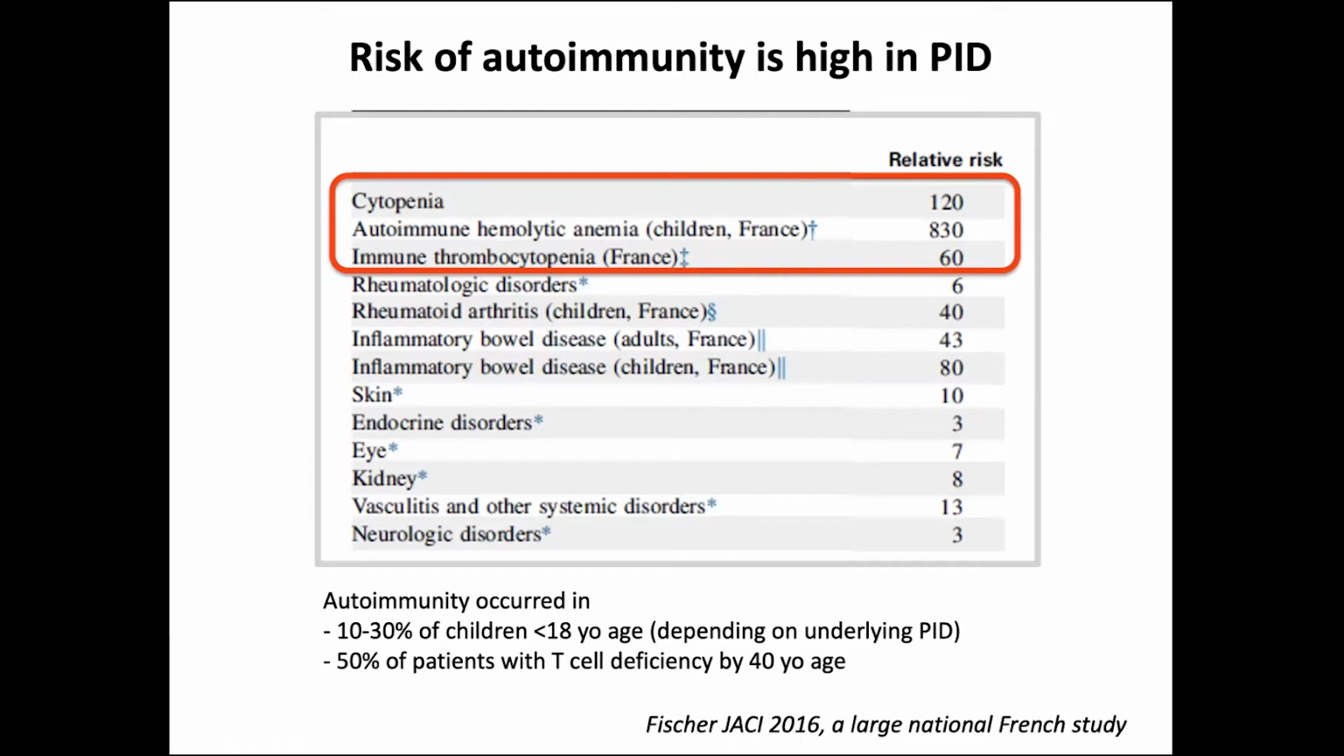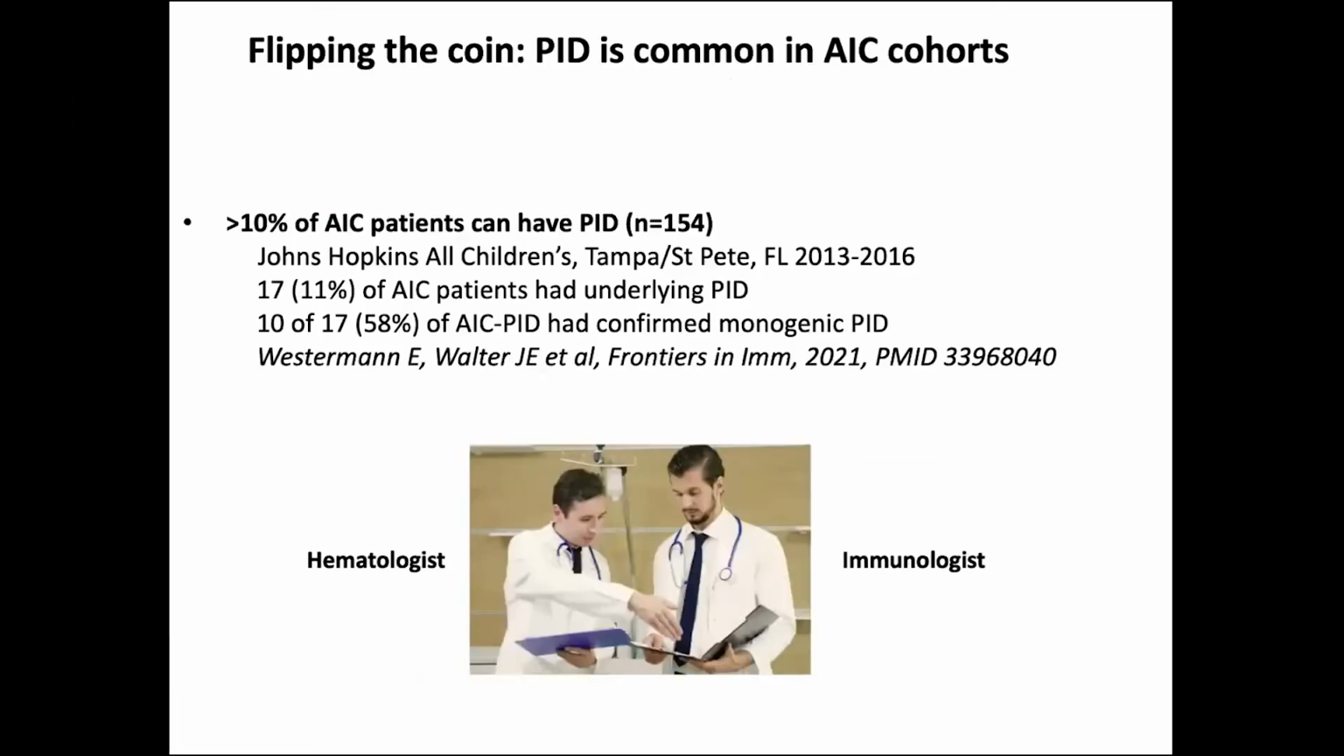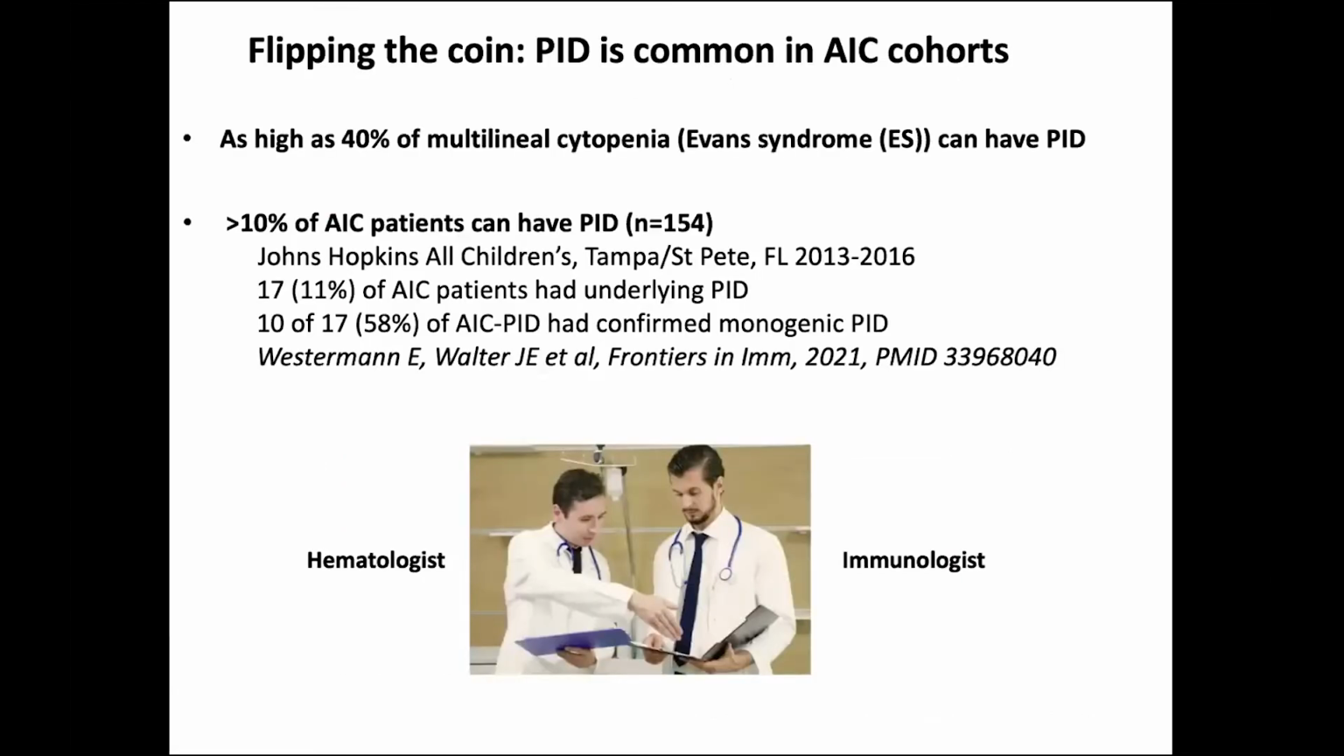What he also has shown is that autoimmunity occurred in up to 30% of the children, depending on the underlying immunodeficiency. And if the patient had a T-cell disorder, autoimmunity could occur in half of the patients by 40 years of age. So what this nice cohort study, a very eloquent study, really told us is that we have to pay attention to our patients' history of cytopenias, and those who have cytopenias should also be considered for evaluation of immunodeficiency.